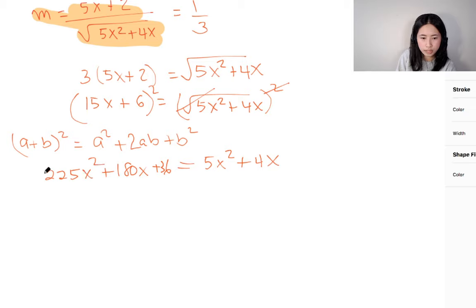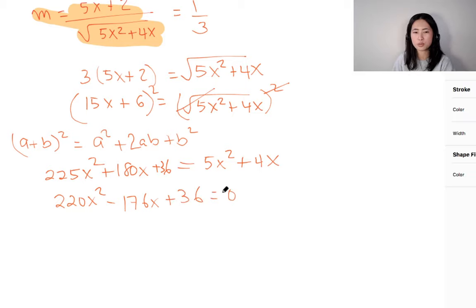Now we need to combine these two equations, right? From the left-hand side and the right-hand side. So we have 225, right? Subtracting that from 5x squared would give us 220x squared. And then you have 180x minus 4x, right? So that's going to be minus 176x, and lastly, this is 36, is equal to 0.